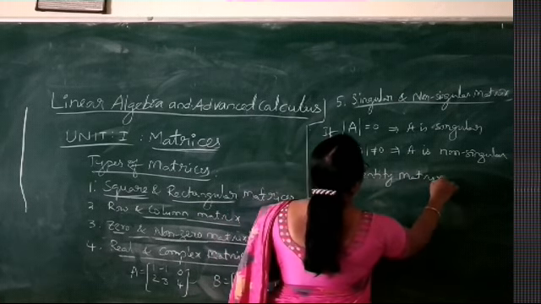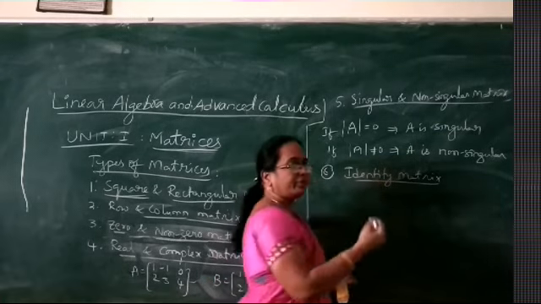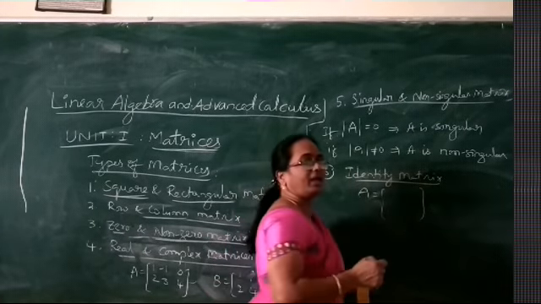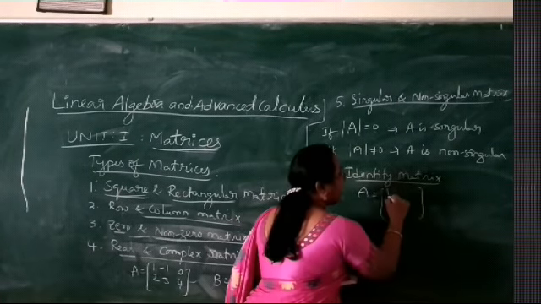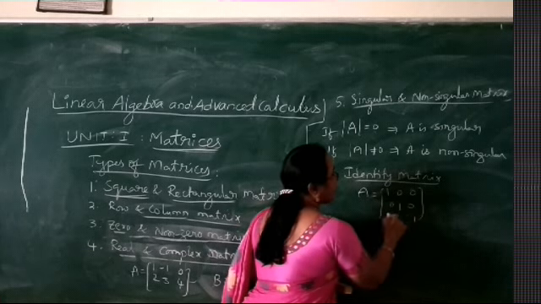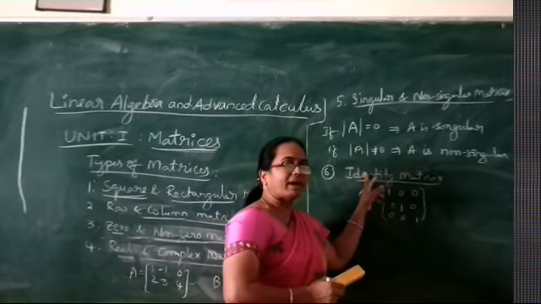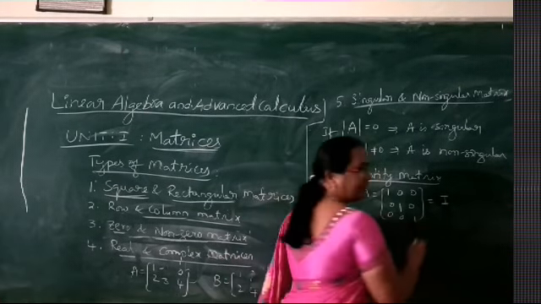This can also be called a unit matrix. So the identity matrix, or the unit matrix, means a square matrix. First of all, it should be a square matrix wherein all the diagonal elements are 1 and the non-diagonal elements are zeros. So this is called an identity matrix or a unit matrix. It can also be denoted by I.